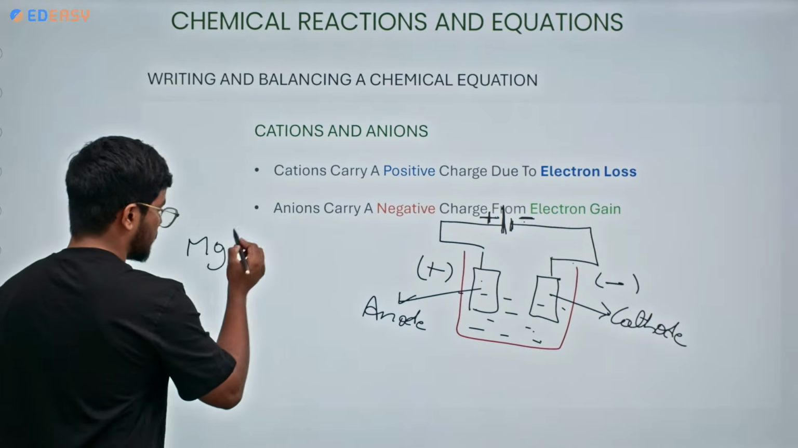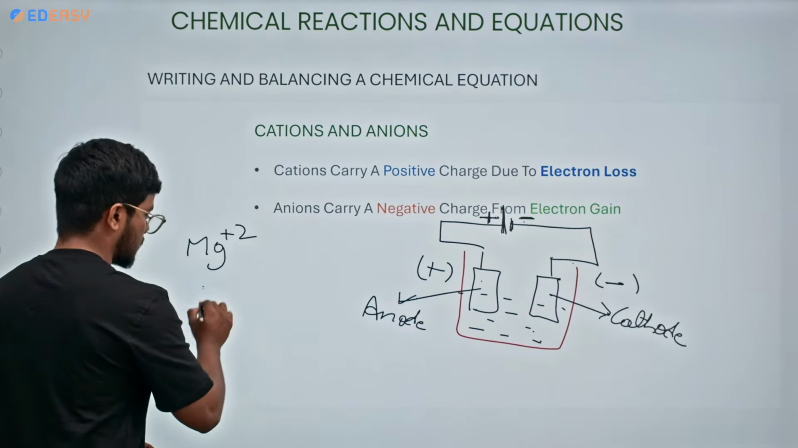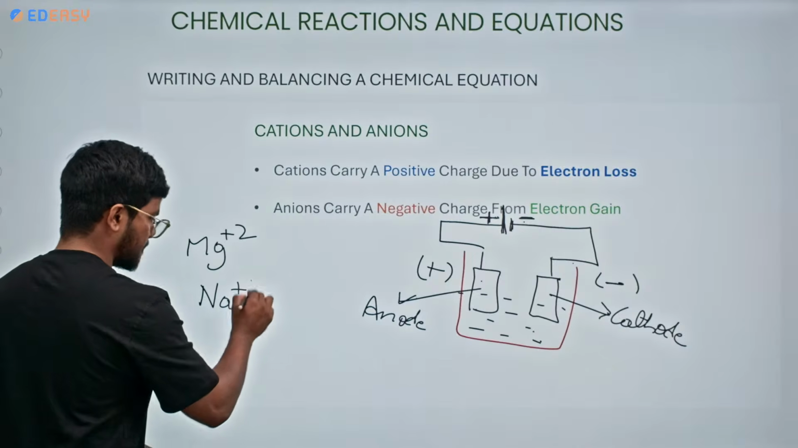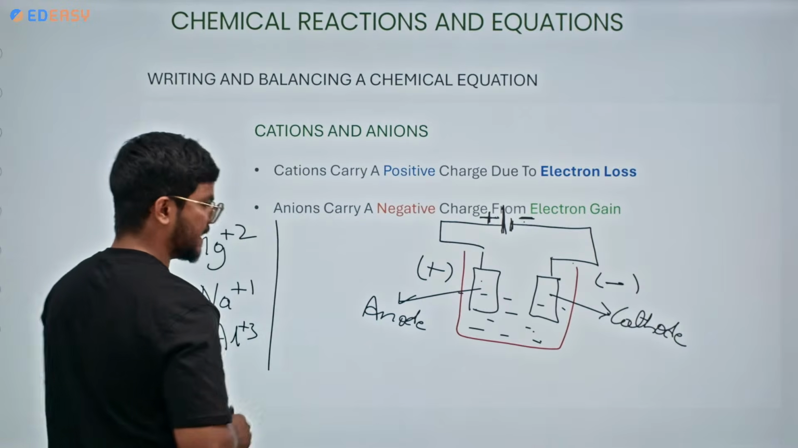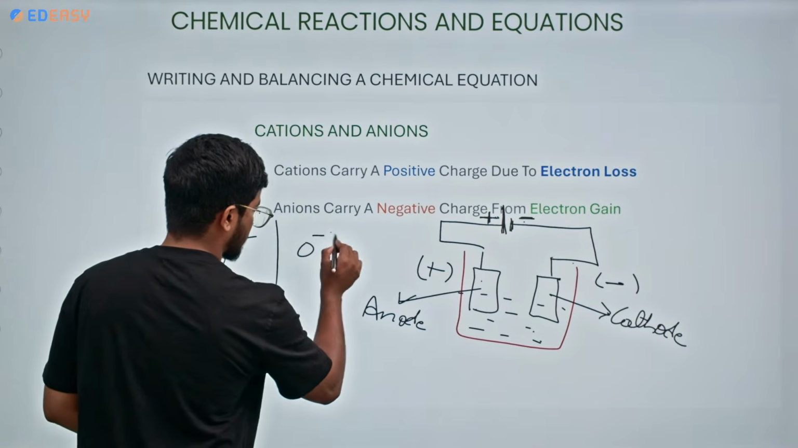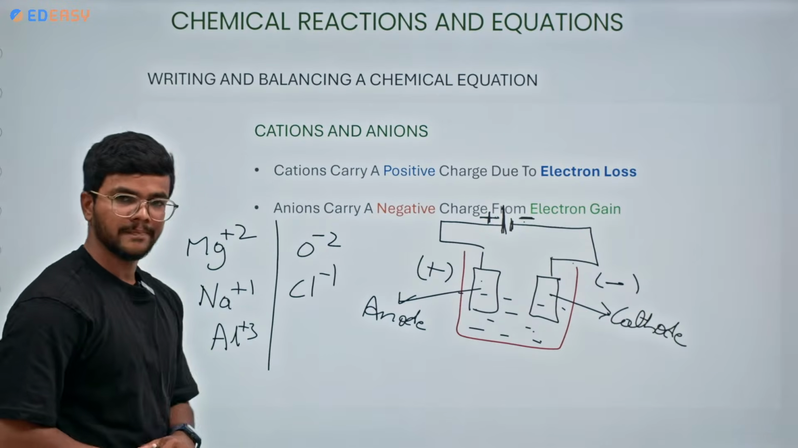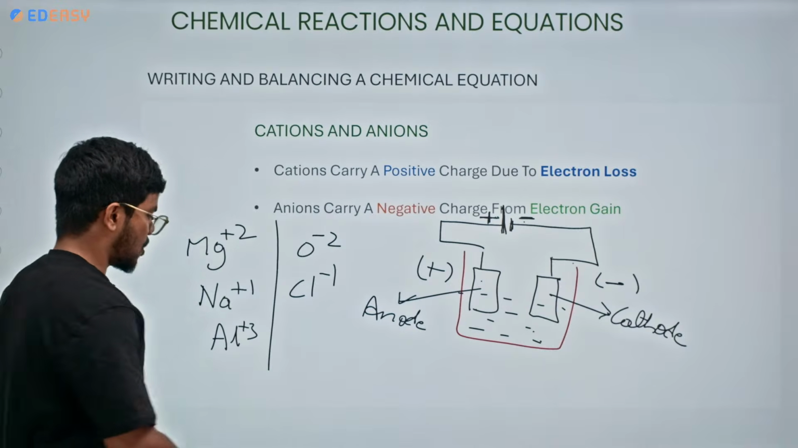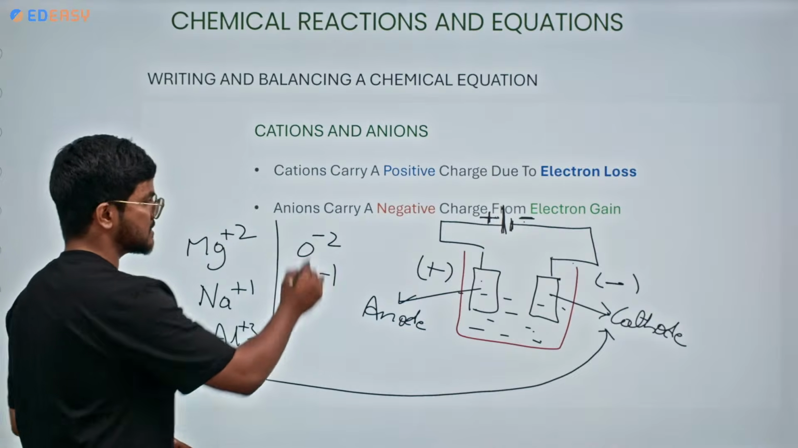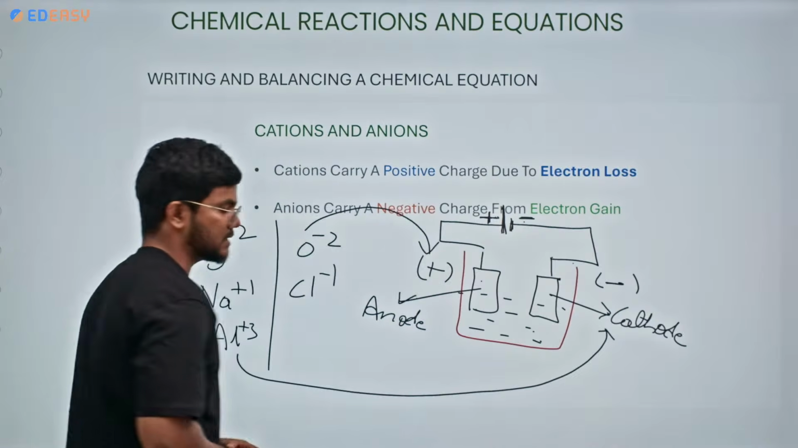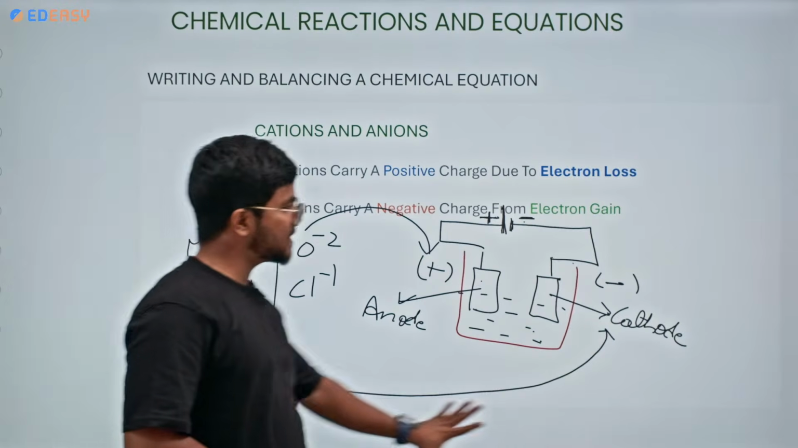What are positive charges? Just now we learned in the previous slides, that is magnesium plus 2, sodium plus 1, or aluminum plus 3, and the negative charges are oxygen minus 2, chlorine minus 1. Okay, these are the negative charges. So positive charges always try to move towards the negative terminal, whereas negative charges will try to move towards the positive terminal. So these positive charges are moving towards the cathode.